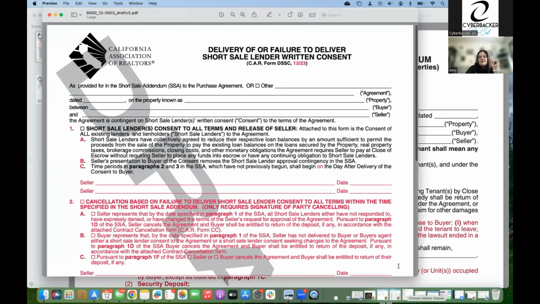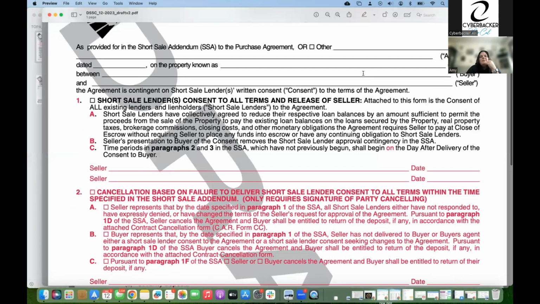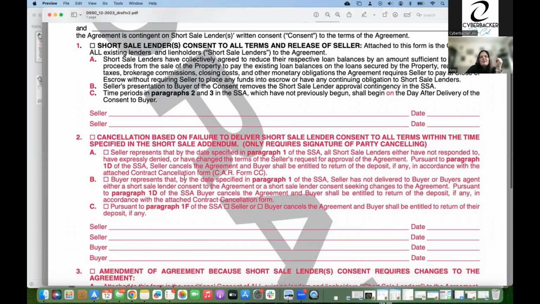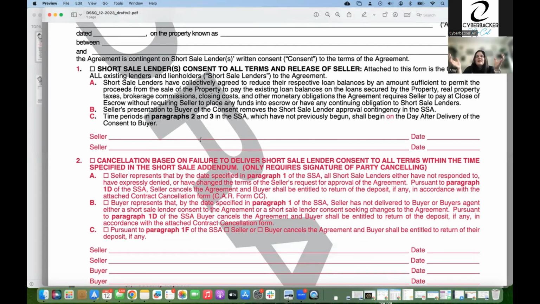We have our last form here. Here's the delivery of or failure to deliver short sale lender written consent. So this goes between the buyer and the seller. Okay, section 1 is the same, except they broke it out and gave it an A, B, and C. So we have section 1, A, B, C, short sale lender consent to all terms and release of seller. That's where the seller signs. If cancellation, section 2 allows for cancellation. So if the short sale lender consents, if the seller agrees to all of the terms provided by the lender, then section 1 is signed and dated, and that's the end. And we check that box.